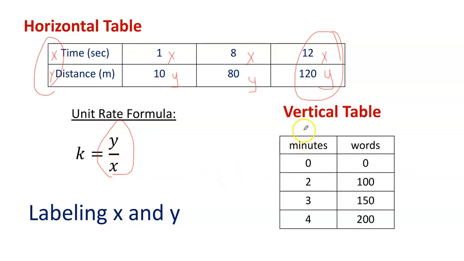In a vertical table, x is on the left side, so all of these are x values, and the y goes on the right. So the words are y, and 0, 100, 150, and 200 are all y values.